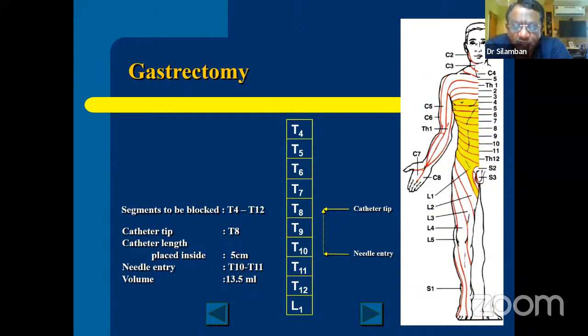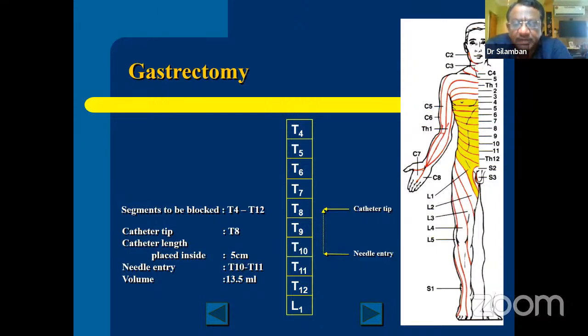Segments to be blocked for an abdominal procedure are from T4 to T12. So the catheter tip is going to be placed at the center, which is T8. Catheter length placed inside is going to be 5 centimeters. The site of needle entry will be between T10 and T11. So 1 centimeter to cross T10, 2 to cross T9, and 1 to reach the middle of T8. So roughly 5 centimeters, the catheter tip comes to, at 1.5 ml per segment. For this segment, you get 13.5 ml of local anesthetic.